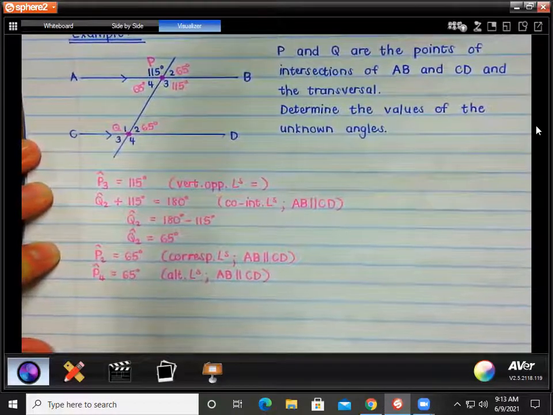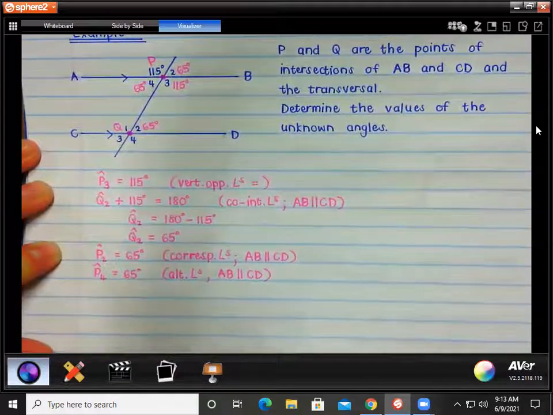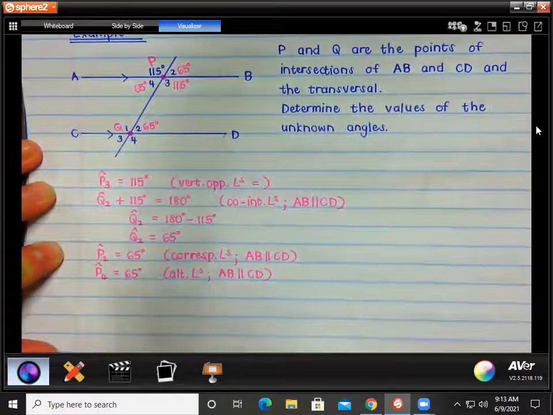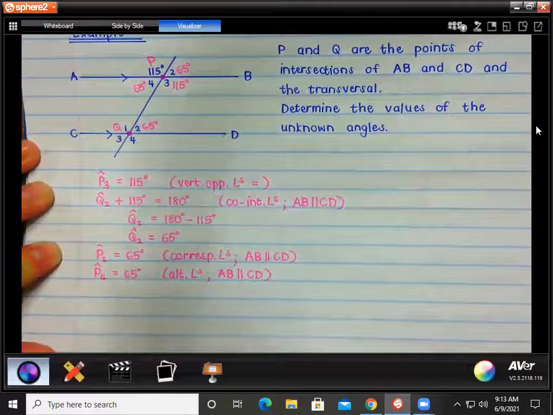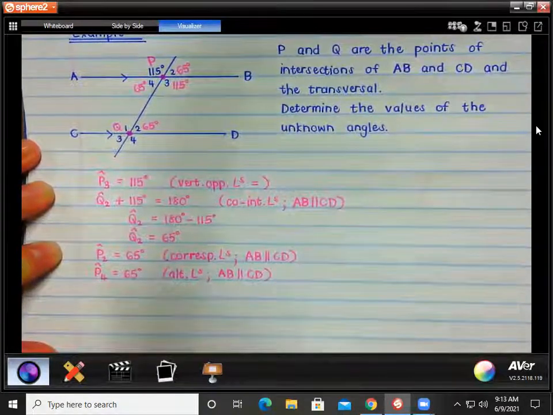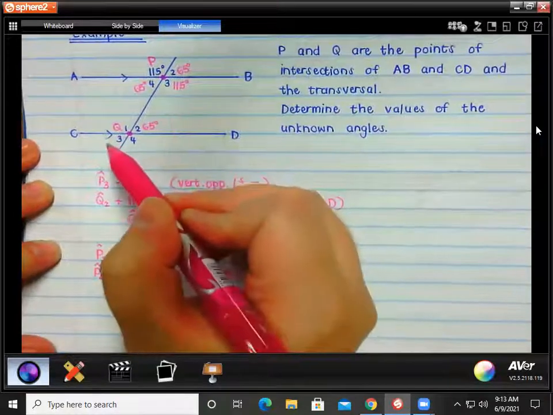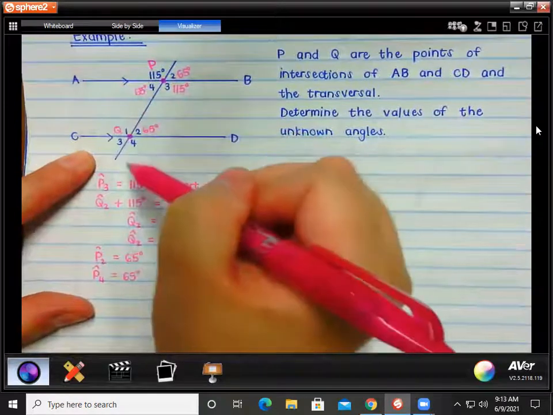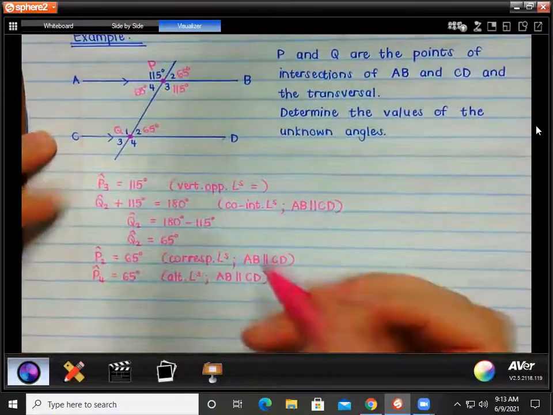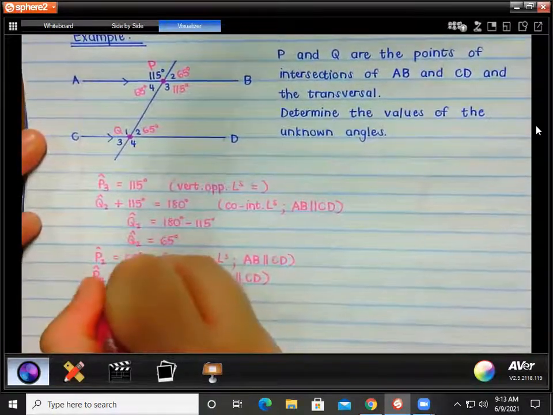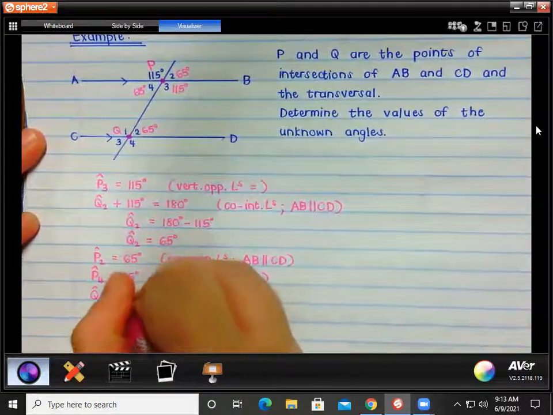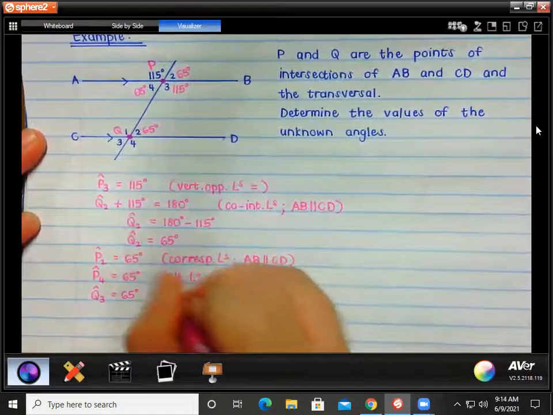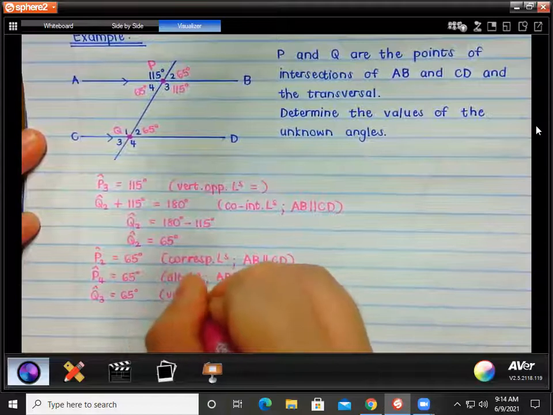Okay, so now we found many of them. Let's look at the bottom. Yes, Michael? Q3 is 65 because of that. So Q3 is also 65 because of vertically opposite, or do we see that F shape? We could use corresponding as well. So Q3 equals 65 degrees. Let's use vertically opposite angles.